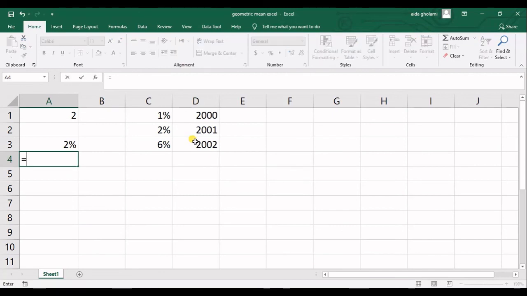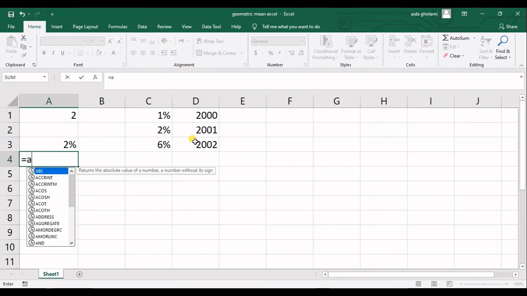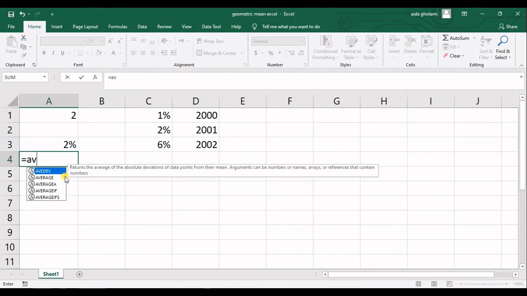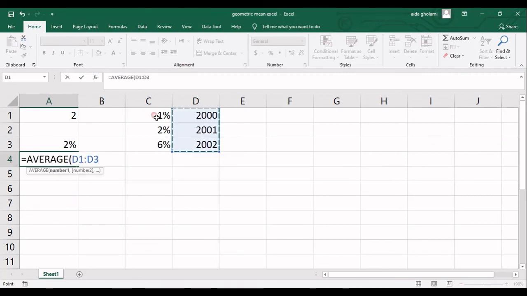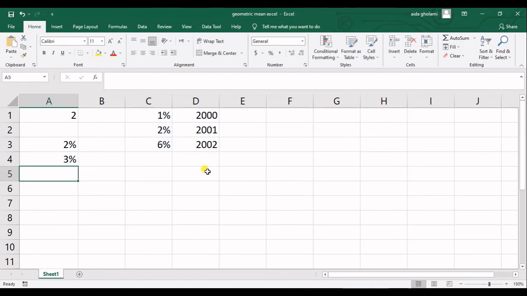Now the thing here is that the arithmetic mean for the same numbers is usually more than the geometric mean.